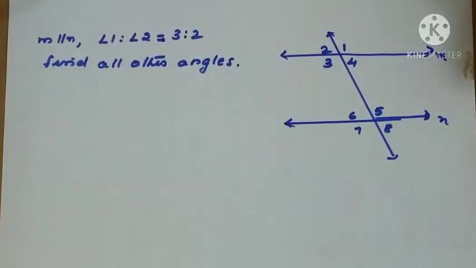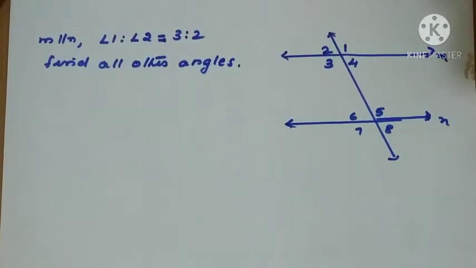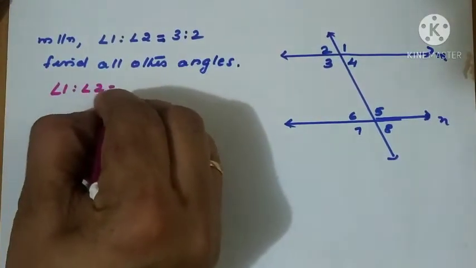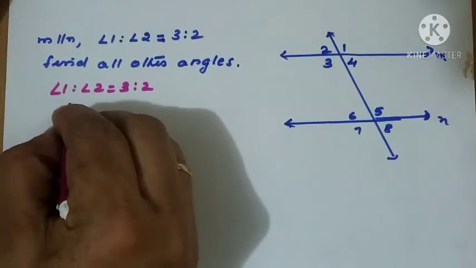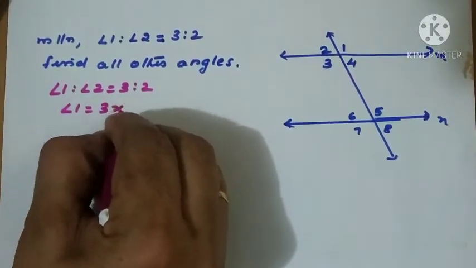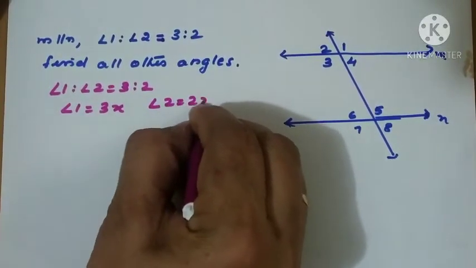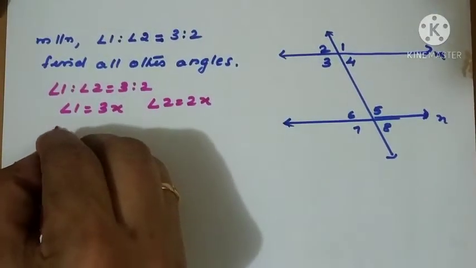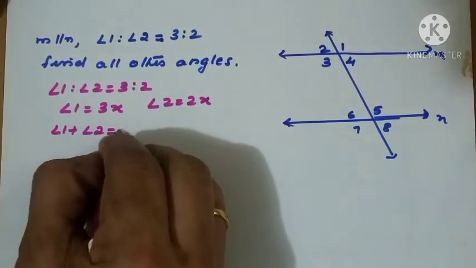Third question. M parallel to N and angle 1 is to angle 2 equal to 3 is to 2. Now what are the values of all the angles? So angle 1 is to angle 2 equal to 3 is to 2, right? So what we should write? Angle 1 equal to 3x, angle 2 equal to 2x. Now what is 1 plus 2? Linear pair. So we can write that angle 1 plus angle 2 equal to 180 degree.